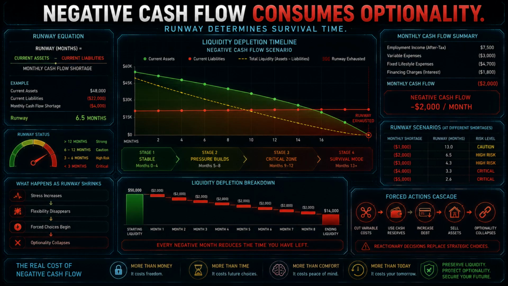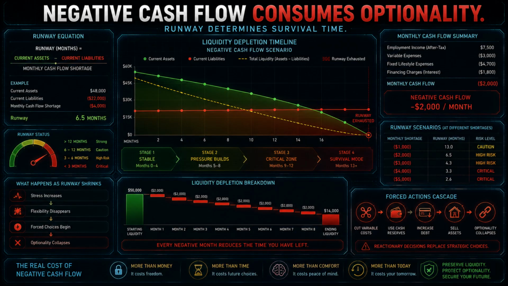Once cash flow turns negative, the system enters runway analysis. Runway can be approximated as current assets minus current liabilities divided by monthly cash flow shortage. And you would actually find that monthly cash flow shortage in your cash flow from lifestyle section of your cash flow statement, and that's built in another episode. This estimates how long the household can survive before forced decisions begin.